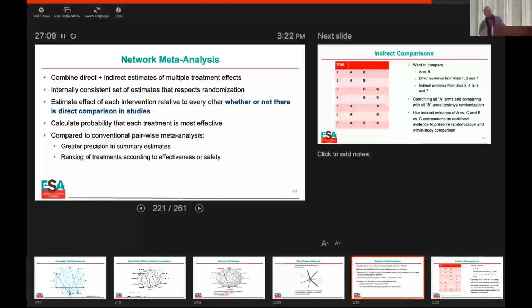So the idea of the network meta-analysis is to combine the direct and indirect estimates of the multiple treatment effects in such a way that you respect the internal consistency of the graph and respect the randomization that you have in each of the studies, by estimating the effect of each intervention relative to every other, whether or not there's a direct comparison, and to calculate the probability that each treatment is most effective and to rank order them in order of their efficacy or safety or whatever the outcome is.